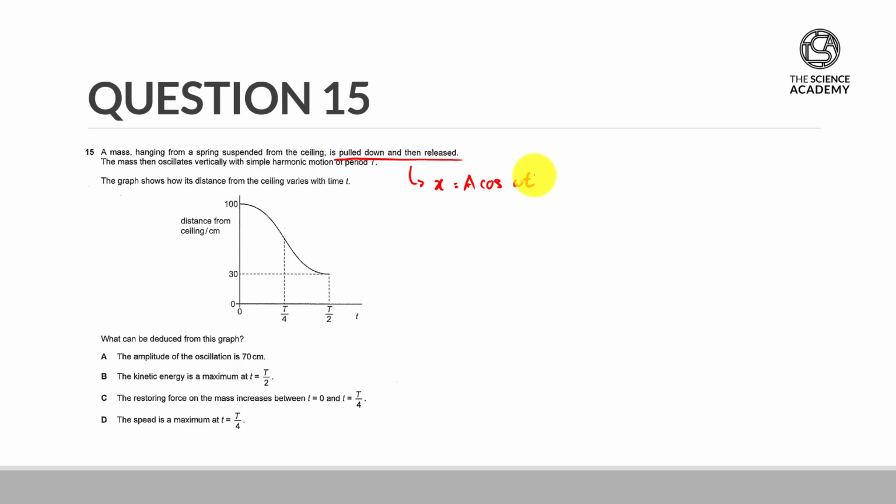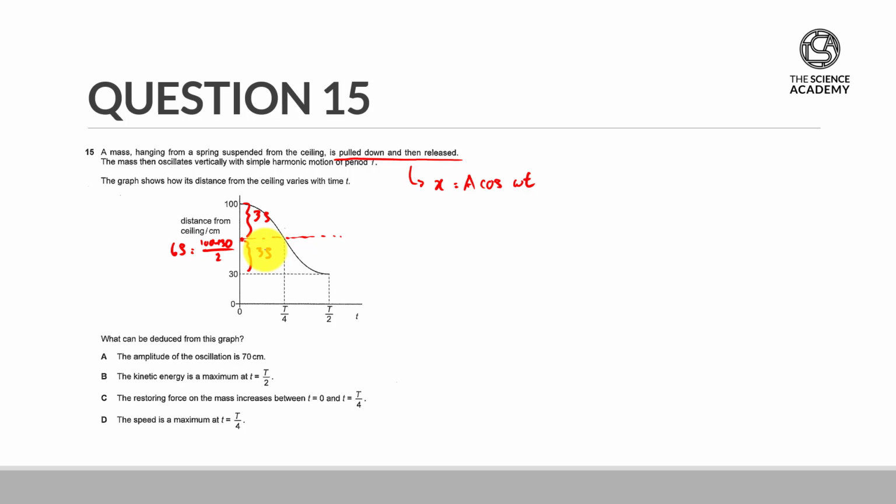The mass then oscillates vertically with simple harmonic motion of period T. The graph shows how its distance from the ceiling varies with time t, and from the graph, we can immediately tell that this looks like it's half a cosine, and the equilibrium position is right down the center. To find the equilibrium position, we take 100 plus 30 divided by 2, and this gives us 65. So this would mean that the amplitude is going to be 35 centimeters in the positive and the negative direction.